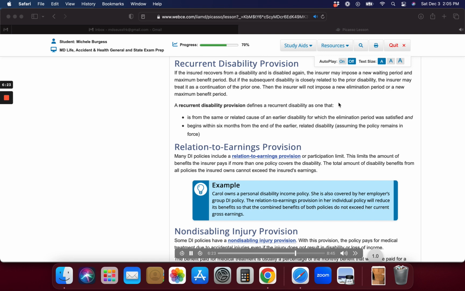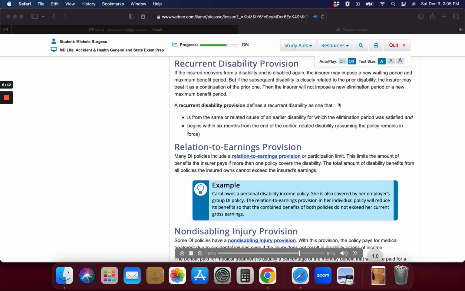Example: Carol owns a personal disability income policy. She is also covered by her employer's group DI policy. The relation to earnings provision in her individual policy will reduce its benefits so that the combined benefits of both policies do not exceed her current gross earnings.